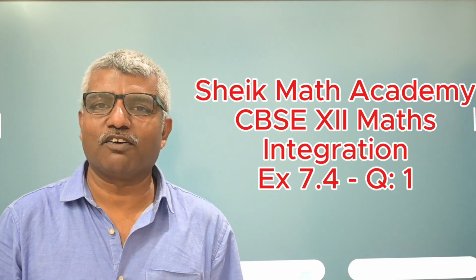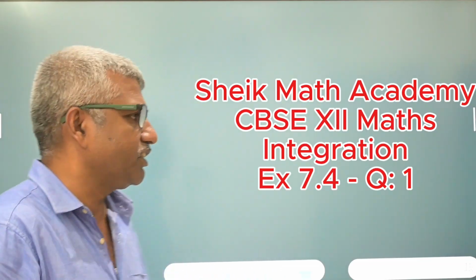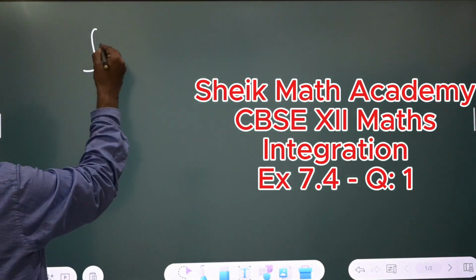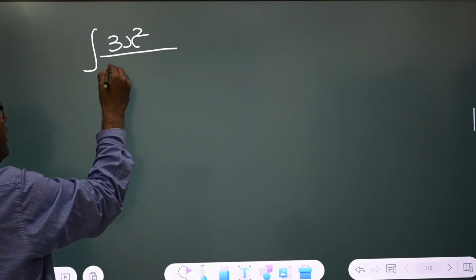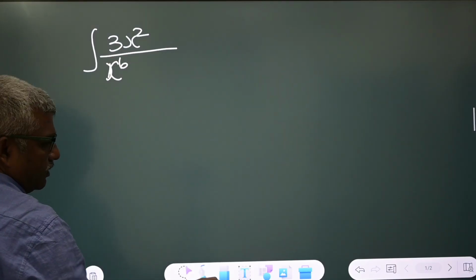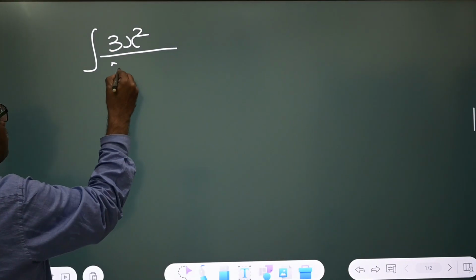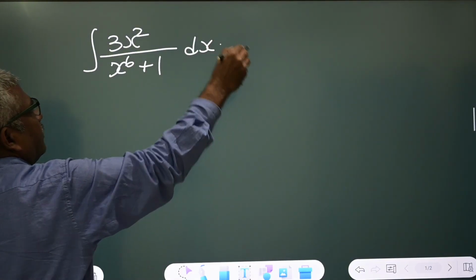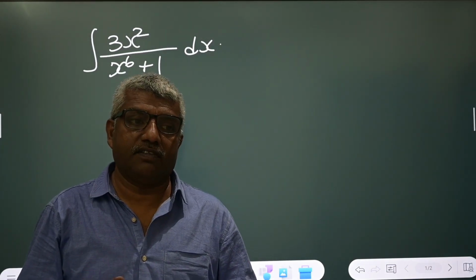In this lesson, we are going to see CBSE Grade 12 Maths, exercise 7.4, question number 1. Robo, tell me the question number 1. Question number 1 is integration of 3x squared divided by x raised to 6 plus 1 dx.